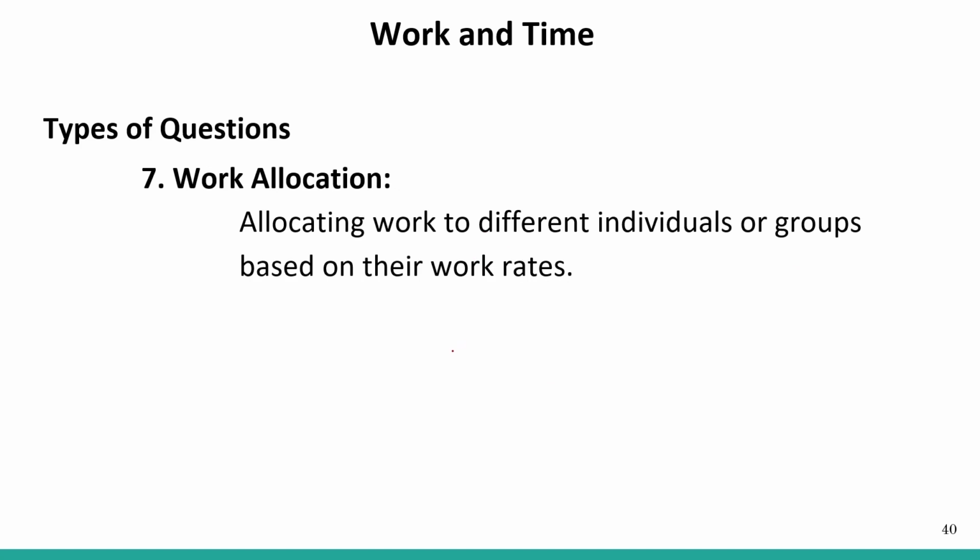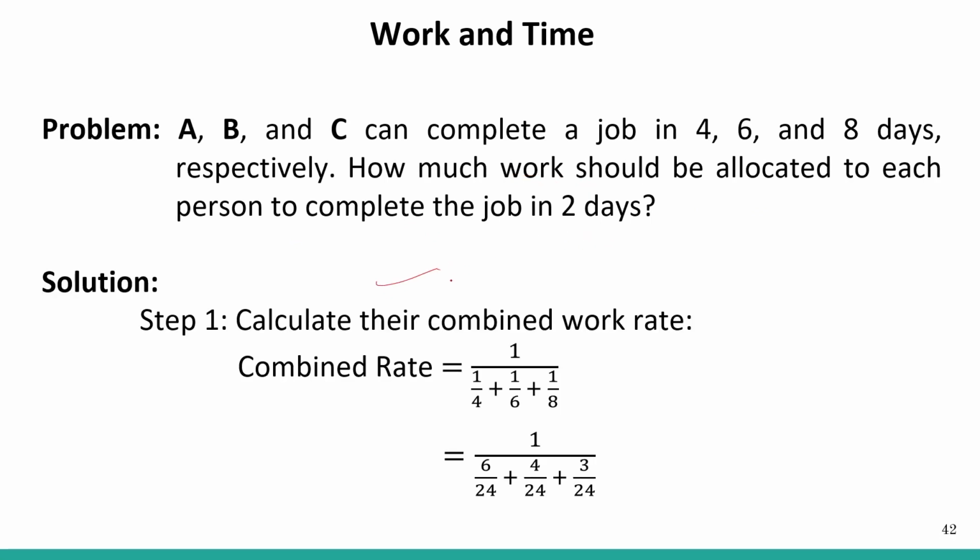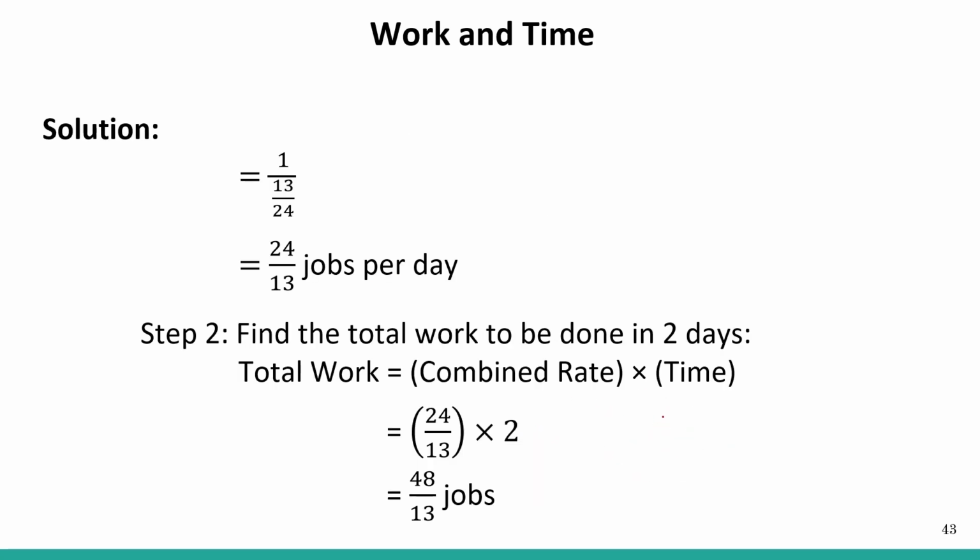So let's see the seventh kind of question, that is on work allocation. Allocating work to different individuals or groups based on their work rates. So A, B and C can complete a job in 4, 6 and 8 days respectively. So how much work should be allocated to each person to complete the job in 2 days? So calculate their combined work rate, that is 1 by 4 plus 1 by 6 plus 1 by 8, that is equal to 24 by 6 plus 4 plus 2. So this is 13, so 24 by 13 is the correct answer. 24 by 13 jobs per day.